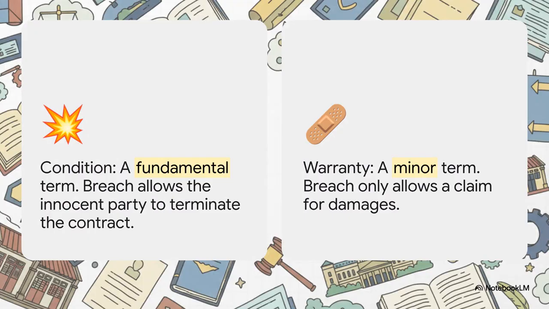Next, let's talk contractual terms. Is a term a condition or a warranty? This is a massive deal in any breach of contract question. A condition is fundamental. It goes to the very root of the deal. If you breach it, the innocent party can terminate the entire contract. But a warranty, it's less central. Breach that, and you can only claim damages. The contract itself has to continue. So you see, how you classify that term decides everything.